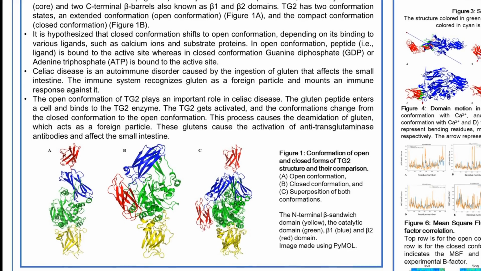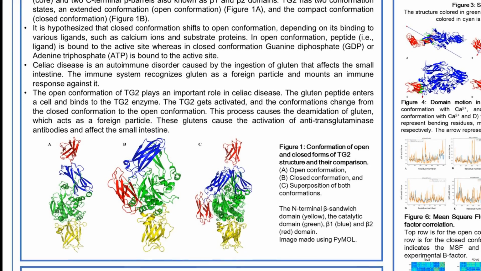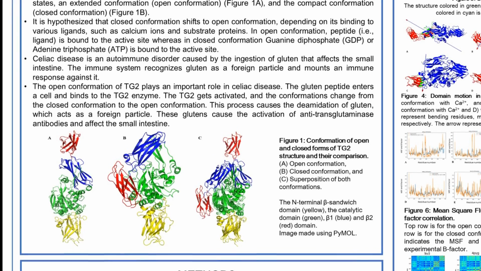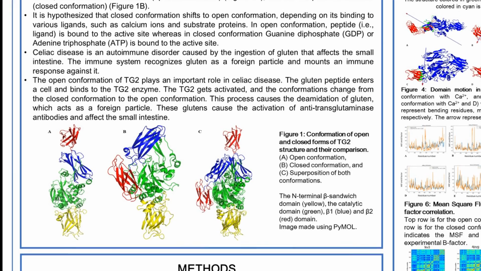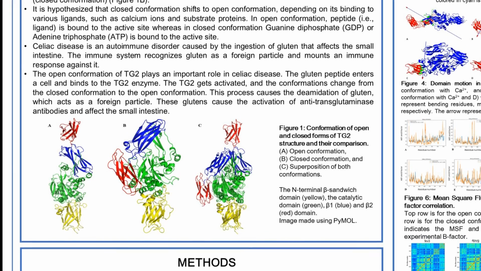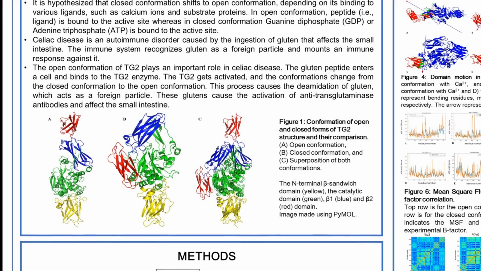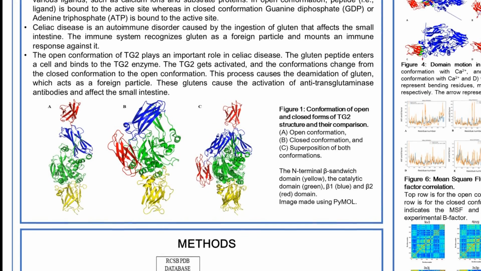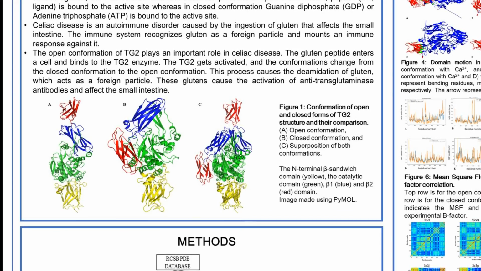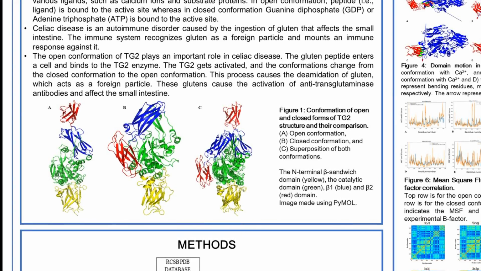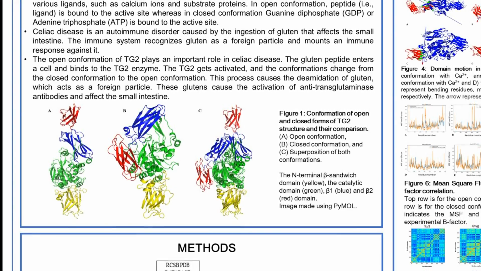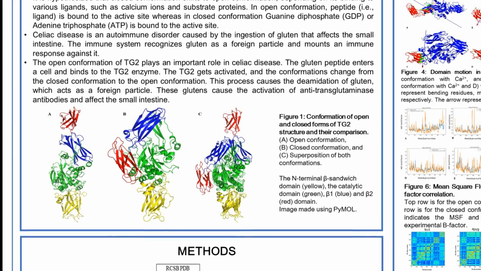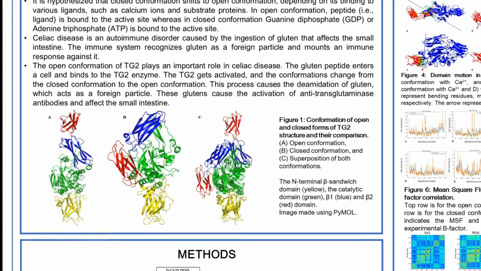Celiac disease is an autoimmune disorder caused by the ingestion of gluten. The gluten enters into a cell and binds to the TG2 enzyme. The TG2 enzyme gets activated and it causes deamidation of gluten, which then acts as a foreign particle. This gluten causes the activation of anti-transglutaminase antibodies and affects the small intestine.